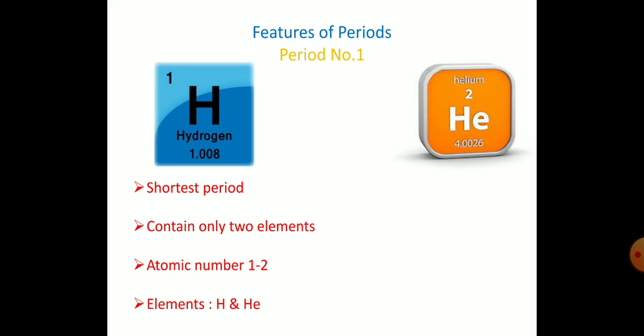So what information have we studied about period number 1? It is the shortest period. It contains only 2 elements. The atomic numbers are 1 and 2, and the elements of this period are hydrogen and helium. Is it clear, students? Yes.